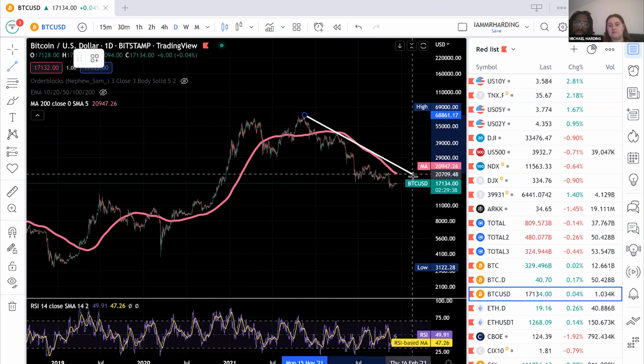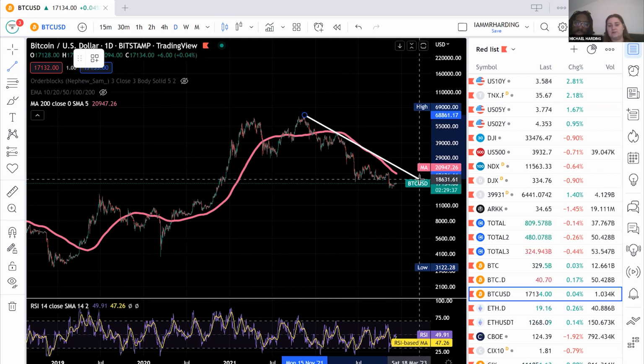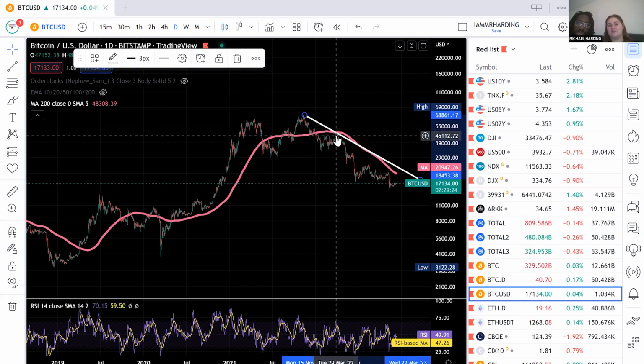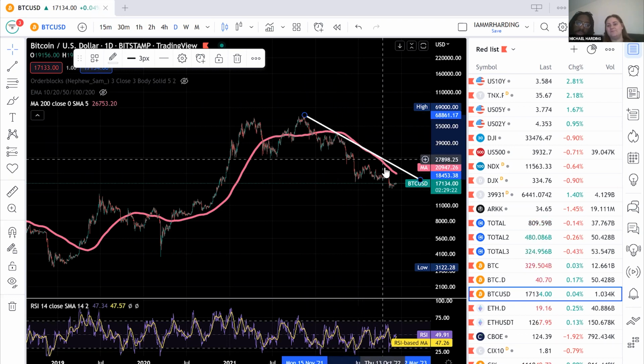As you can see, it's kind of in line with the moving average, but not with the actual chart. So if we follow that trend, it's like 1, 2 touches. It's not a very strong trend.